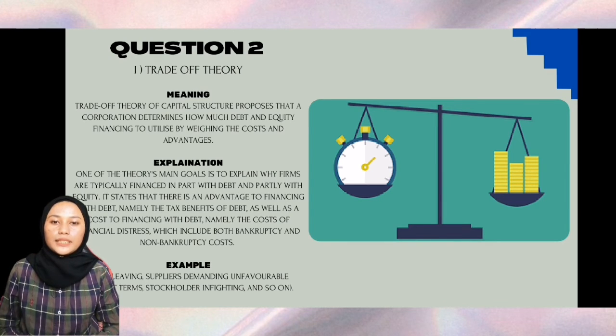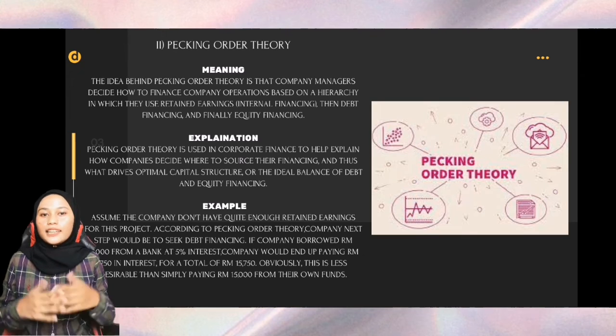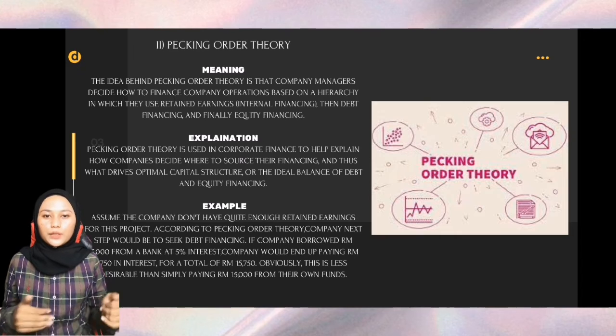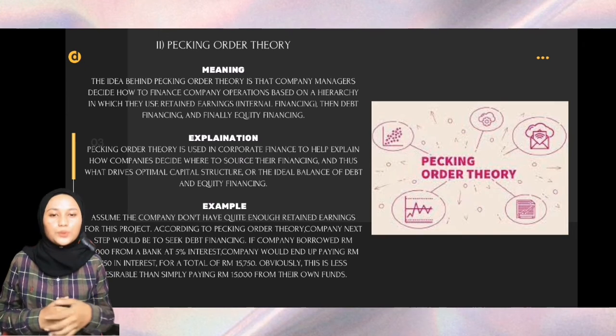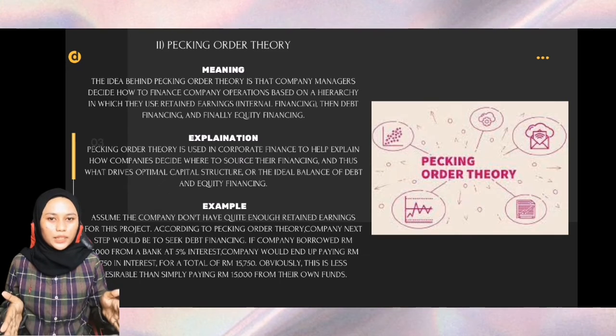For example, staff leaving, suppliers demanding favorable payment terms, stockholder infighting, and so on. For the second is pecking order theory. The idea behind pecking order theory is that company managers decide how to finance company operations based on a hierarchy in which they use retained earnings, which is internal financing, then debt financing, and finally equity financing.